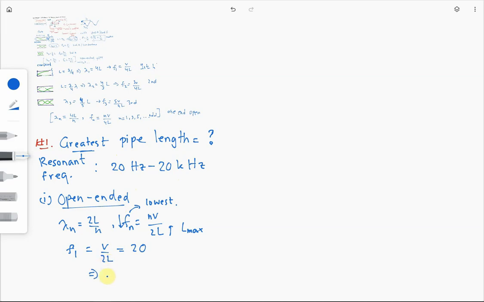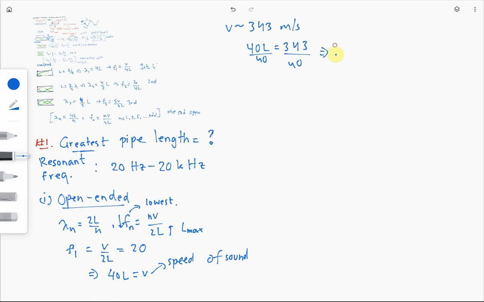Now we want to find L, so we cross multiply 20 by 2L and V by 1, and we get 40 times L is equal to V. Now what is V? V is the speed of sound. Since we don't have any temperature given, we assume that we're working at room temperature, for which V is around 343 meters per second. Therefore, 40L equals 343. Divide both sides by 40 to get L. The maximum length of the pipe is 8.58 meters if the two ends of the pipe are open.